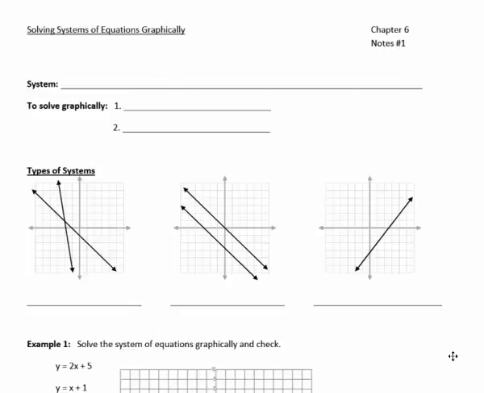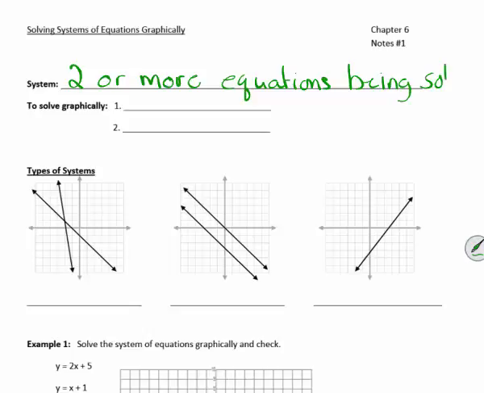Ladies and gentlemen, today we're going to be starting with our next chapter, chapter 6, and we're going to be talking about something called systems of equations. So a system is two or more equations being solved at the same time. We're going to be looking at two different ways that we can do these, algebraically and graphically. We're going to start with graphically.